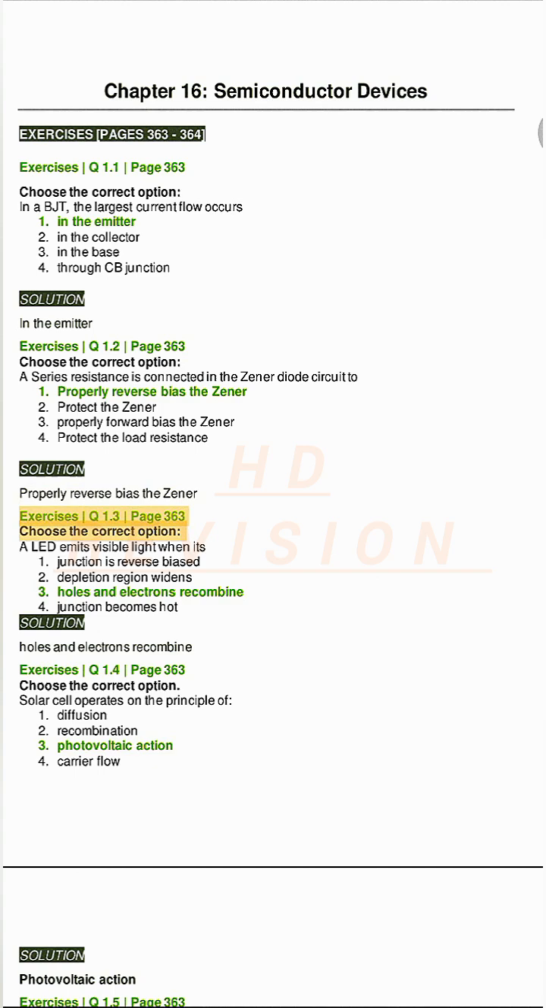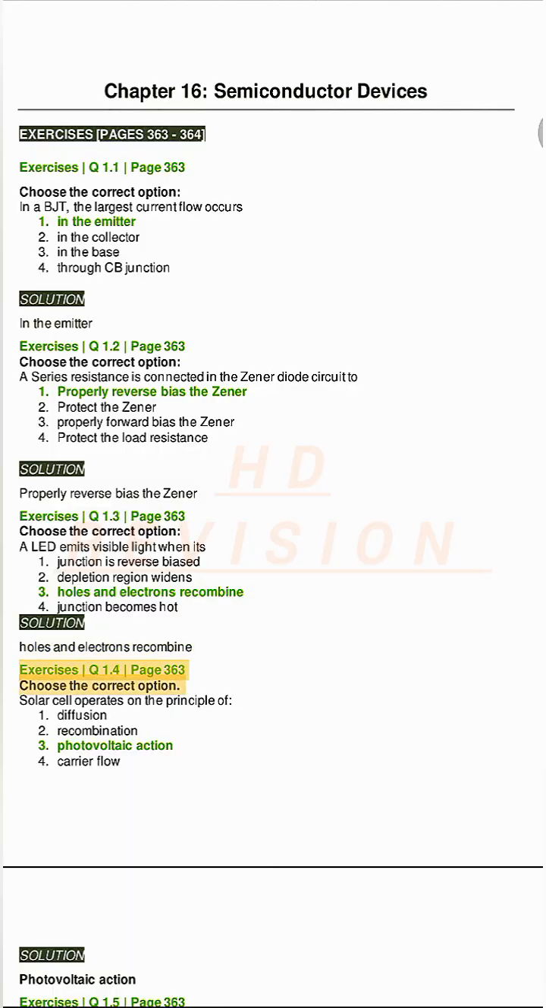Exercises Q1.3, page 363. Choose the correct option. An LED emits visible light when its 1. Junction is reverse biased 2. Depletion region widens 3. Holes and electrons recombine 4. Junction becomes hot. Solution. Holes and electrons recombine.